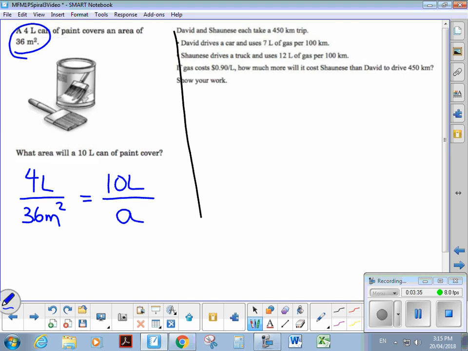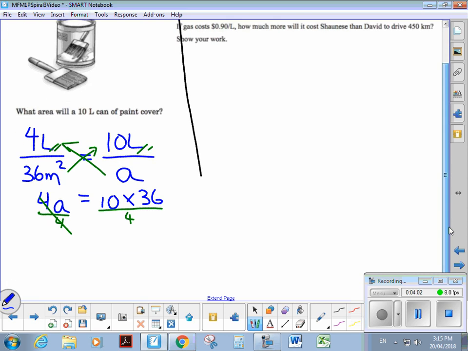So this one is probably one of the easier ones of the last couple of examples. We have to make sure that if we have liters on top over here, liters has to be on top over here. The setup lets us know exactly what numbers get multiplied together. I'm going to drop the units. So I'm just going to go 4A equals 10 times 36. I'm going to divide both sides by 4 because we're trying to get the A by itself.